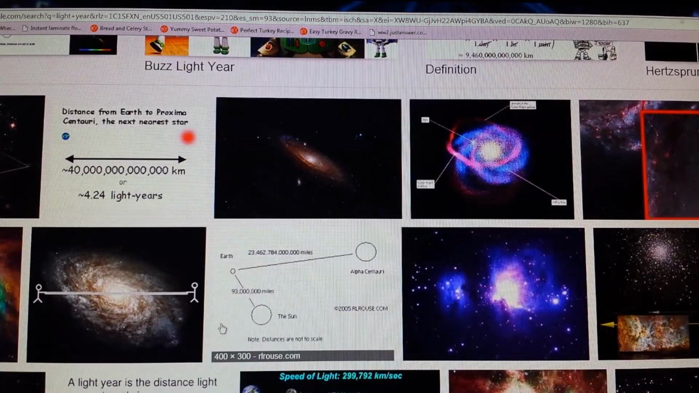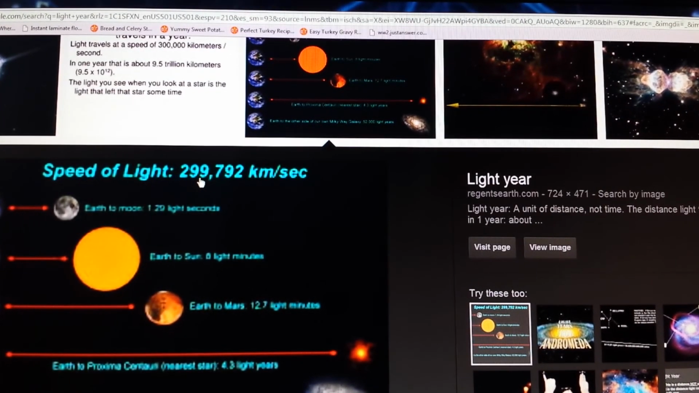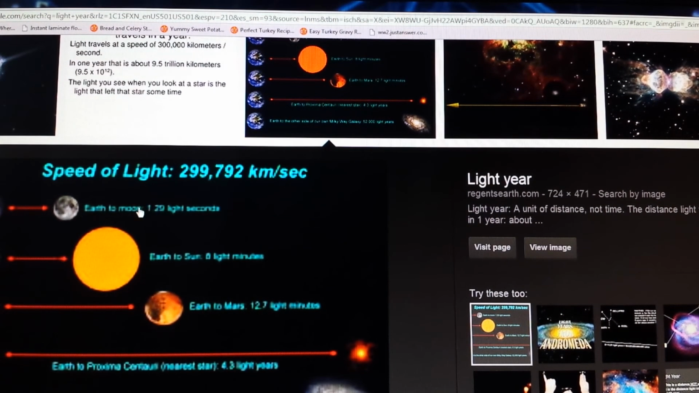To give you an idea, light travels at the speed of 299,792 kilometers every second. So from Earth to Moon would be 1.29 light seconds. Earth to the Sun would be about 8 light minutes. Earth to Mars is about 12.7 light minutes. Earth to Proxima Centauri, which is the nearest star outside of our solar system, would be 4.3 light years.